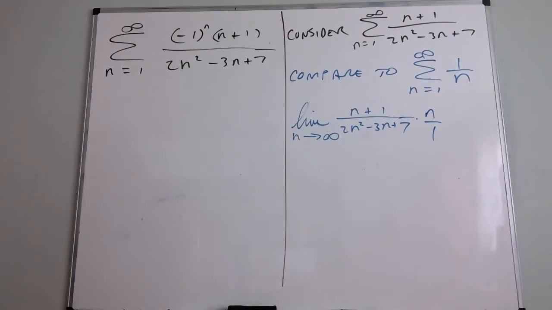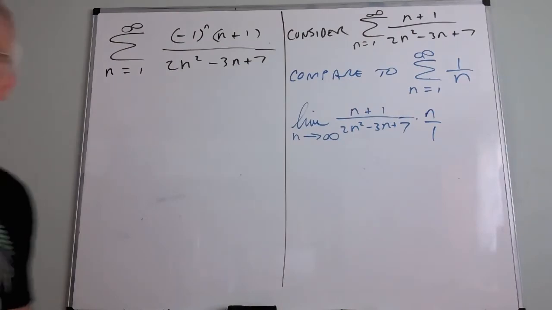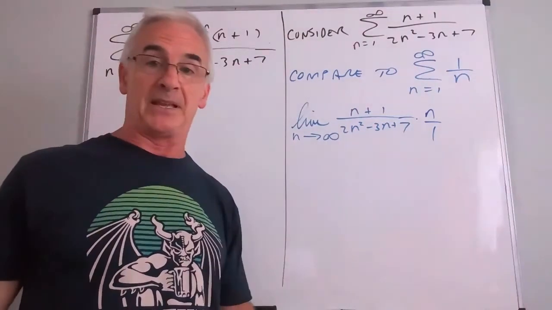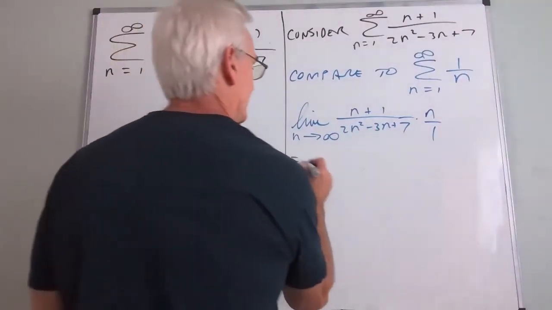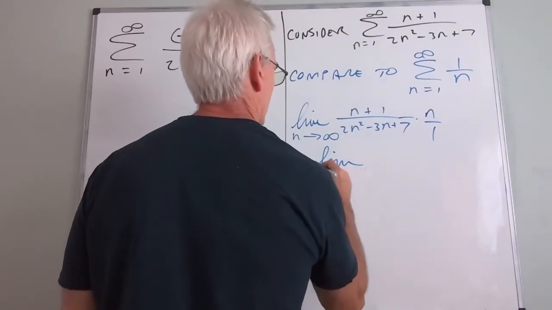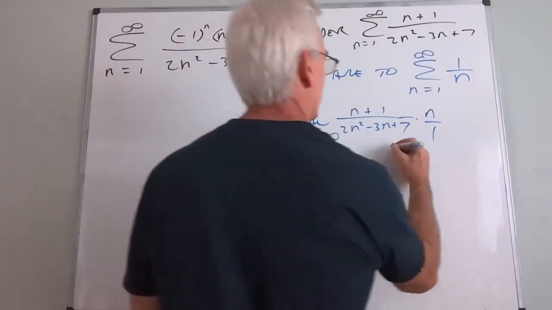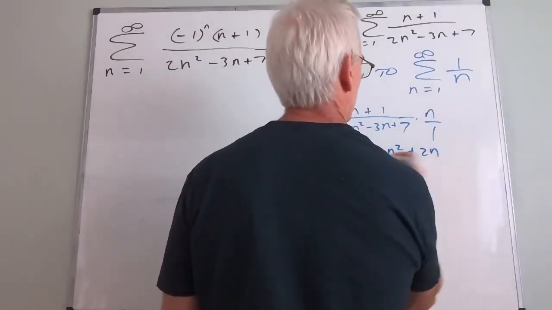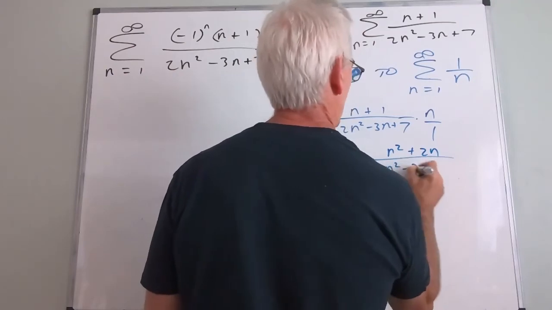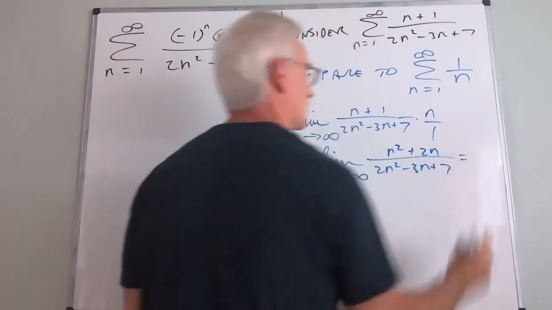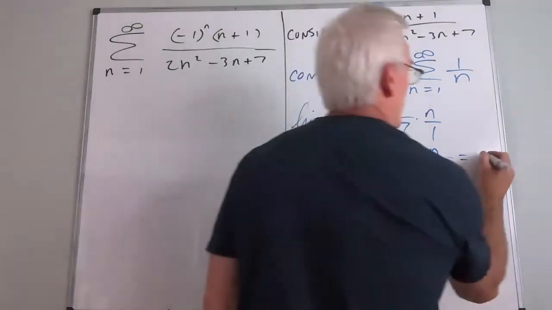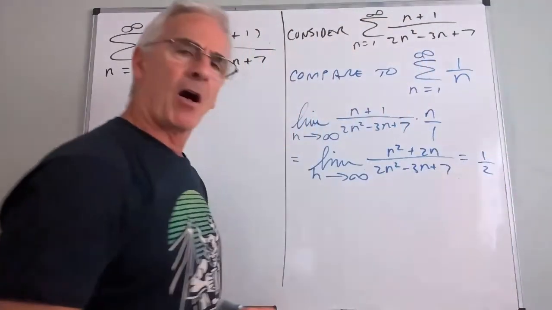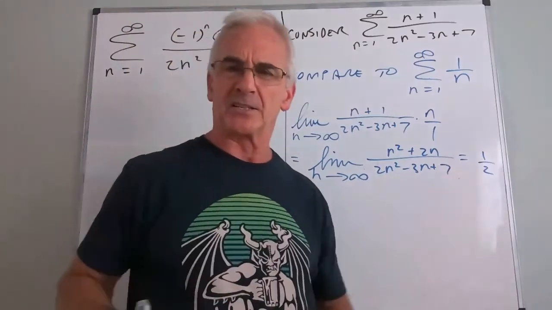There is no absolute value here because that limit does not have to be any particular sign. It just is. So when I do this, I'm going to get n squared plus 2n on top, 2n squared minus 3n plus 7 on the bottom, and that limit is 1/2. If you are not getting a happy constant there, it means we messed up with the exponent somewhere.